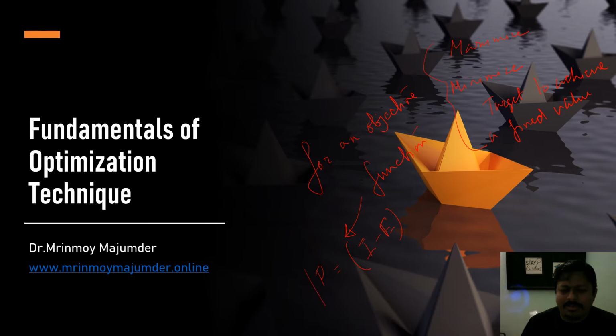We may try to maximize the profit, and how we can maximize? By changing either income or expenditure. So if we change these variables, we can change this objective function. Now, if we increase income and decrease expenditure, then profit will automatically maximize.